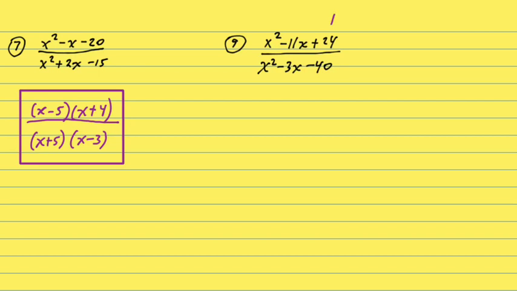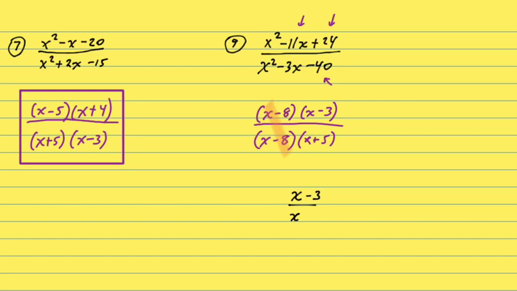Number 9, what multiplies to 24 but adds to negative 11? I think that would be negative 8 and negative 3 that multiplies to 24 and adds to negative 11. What multiplies to negative 40 and adds to negative 3? Well, negative 8 and positive 5, I think, right? Those would multiply to negative 40 and add to negative 3. The x minus 8 could divide out, leaving me a simplified answer of x minus 3 divided by x plus 5.